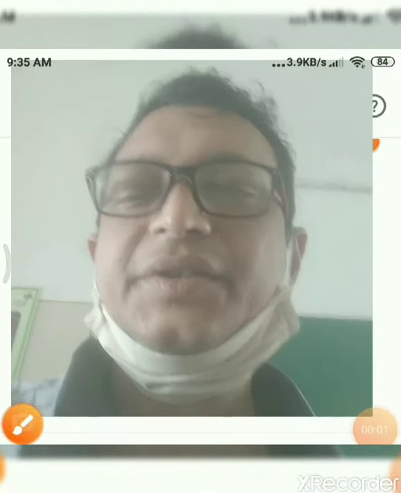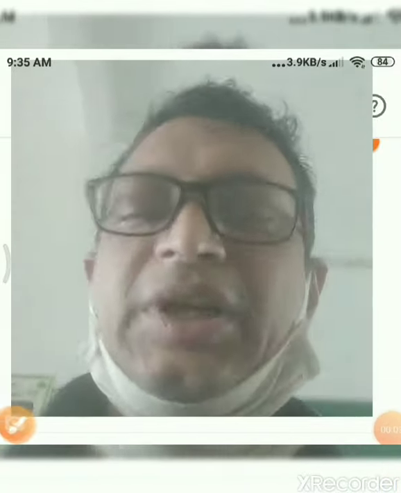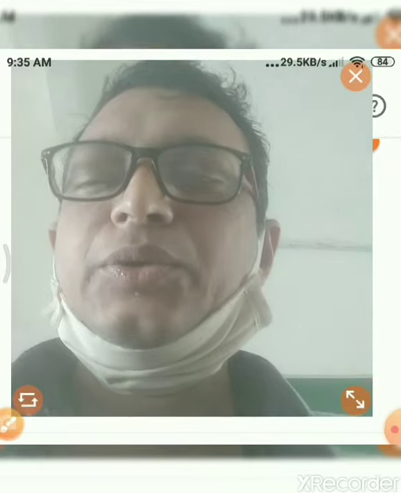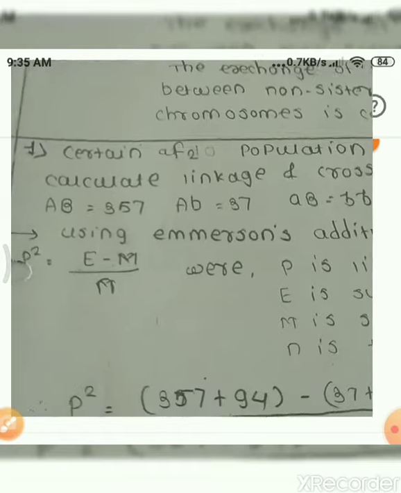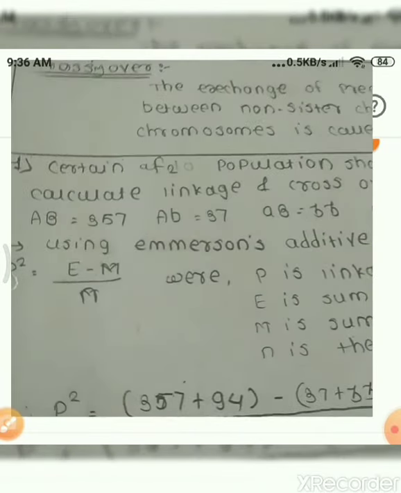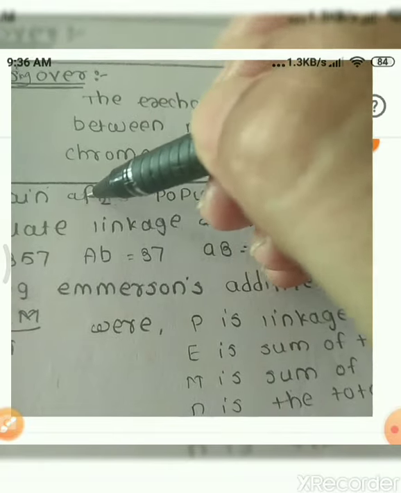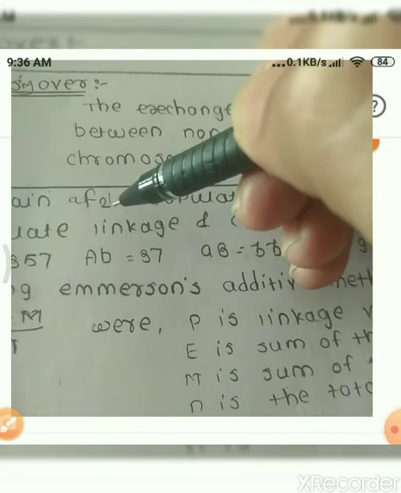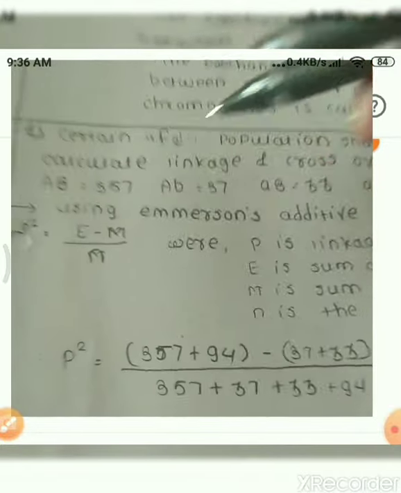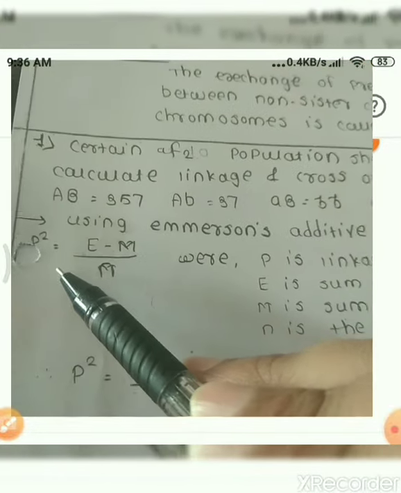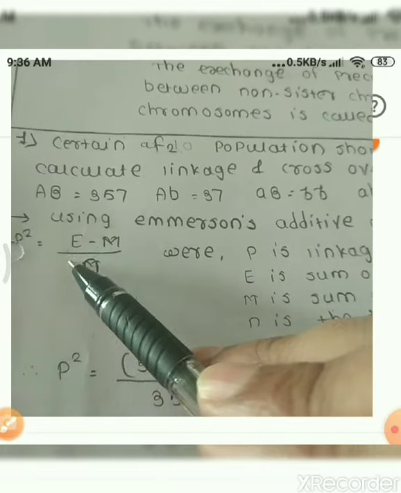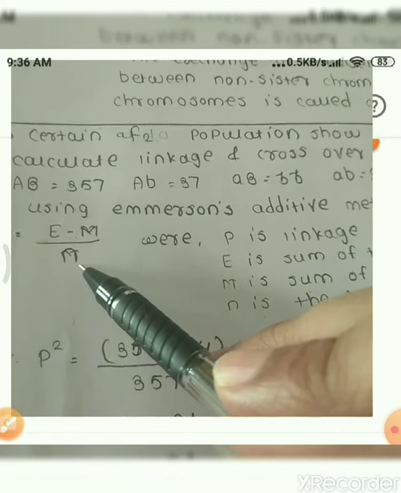In this exercise, there are 2 different formulas. First formula is p square is equal to E minus m upon n. This formula needs to be used whenever in our problem there is the word F2 population. Whenever this word appears in our problem, in that case we have to use this formula, p square is equal to E minus m upon n.